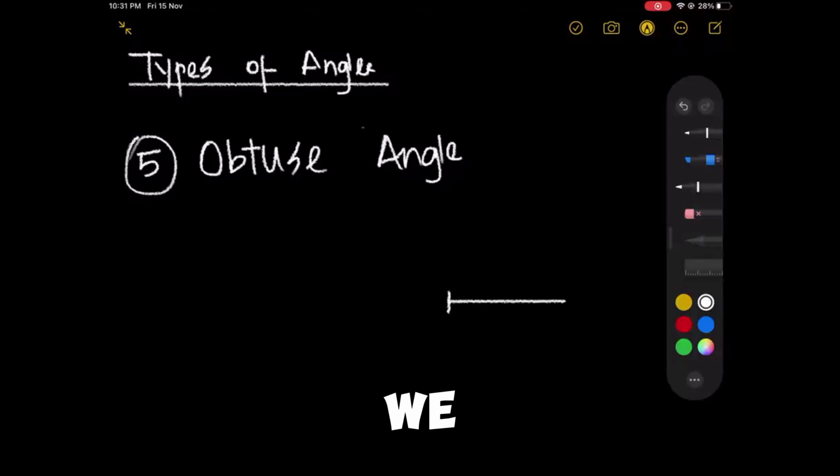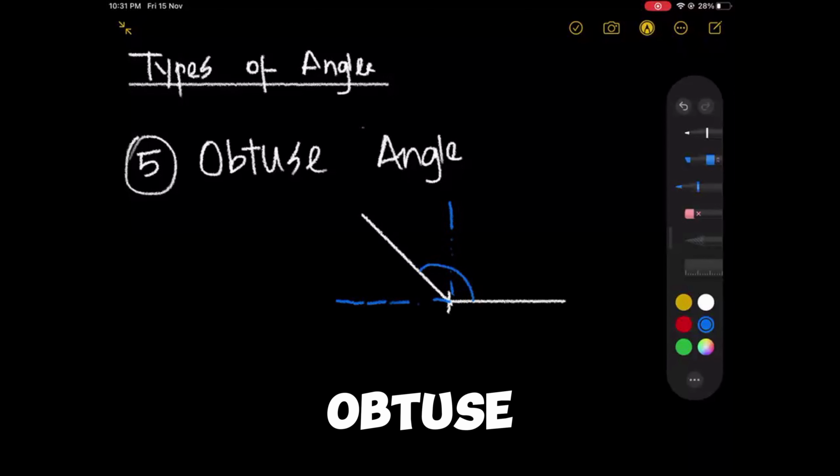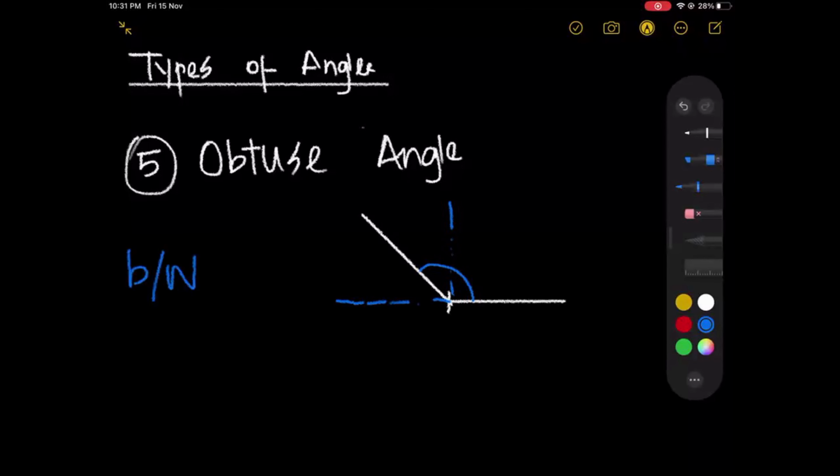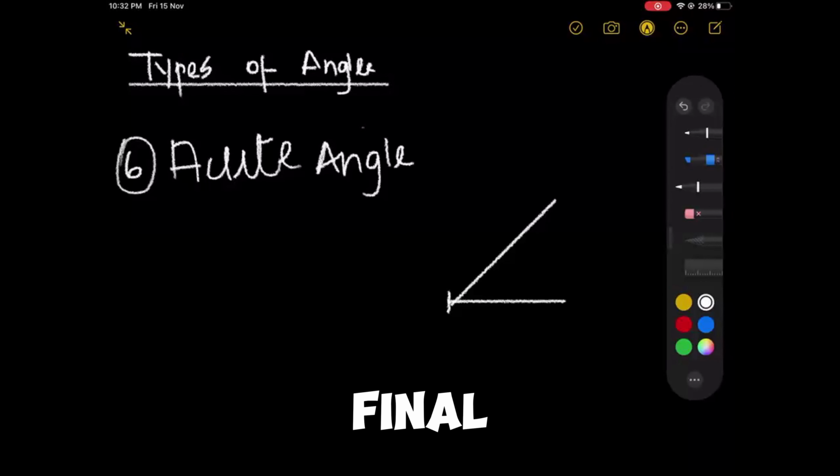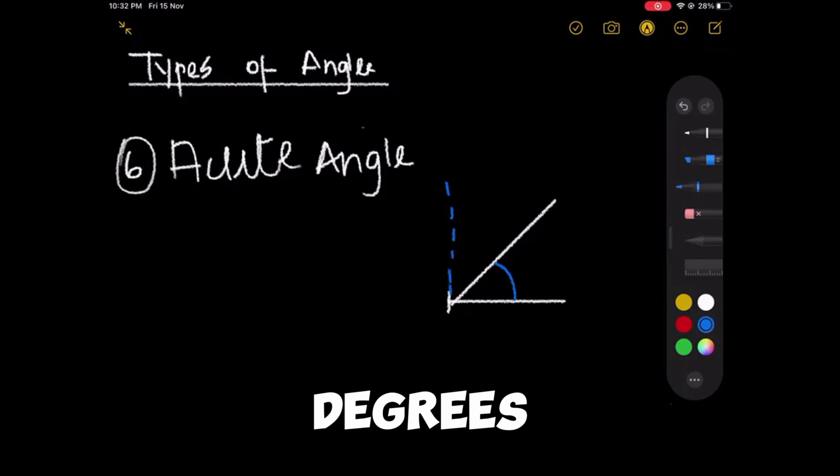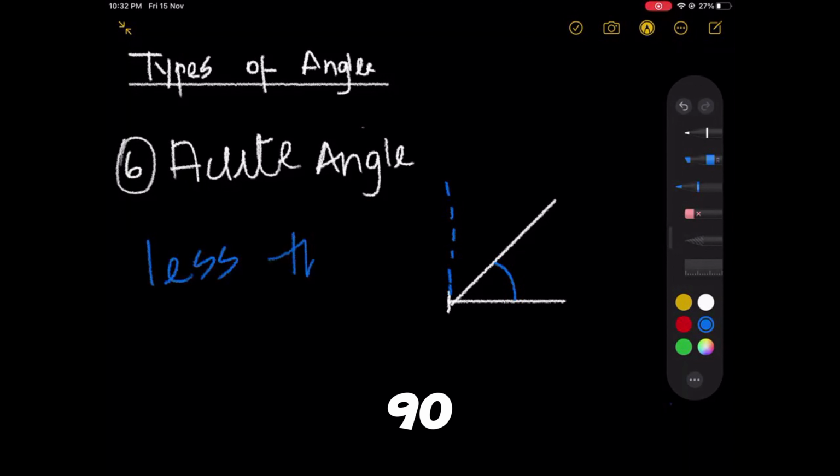So the fifth angle we can see is called an obtuse angle, which is greater than the 90-degree angle we saw, but it is less than the 180-degree angle we saw. So an obtuse angle is between 90 degrees and 180 degrees. The final type of angle is called an acute angle, which we can see again is less than 90 degrees. So an acute angle is always less than 90 degrees.